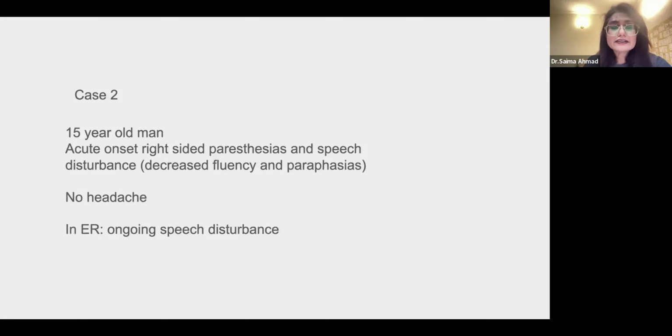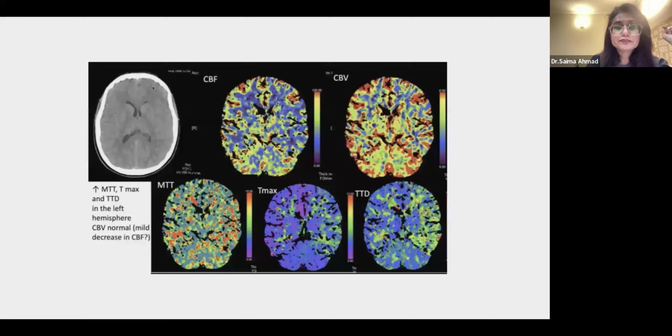So my second case is a 15-year-old man, and he presented with acute onset of right-sided paresthesia with some speech problem. The paresthesia pattern is different. It started from the face and then went downward. It was the first episode, so he was admitted. When we performed the CT, it was unremarkable. CTA was also unremarkable. There is no large vessel occlusion.